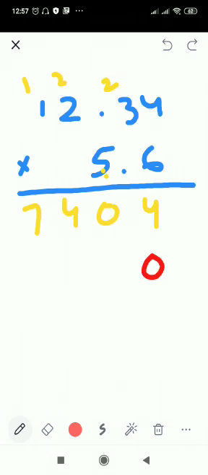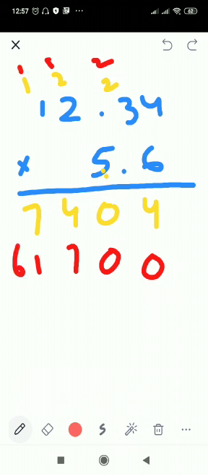Then we're going to multiply by 5, right? 5 4s are 20, so you're going to place a 0 here and 2 carried. Then 5 3s are 15, 15 plus 2 is 17, so 7 here and 1 carried. Then 5 2s are 10 and 10 plus 1 is 11, 1 here and 1 carried. Then 5 ones are 5 and plus 1 is 6.